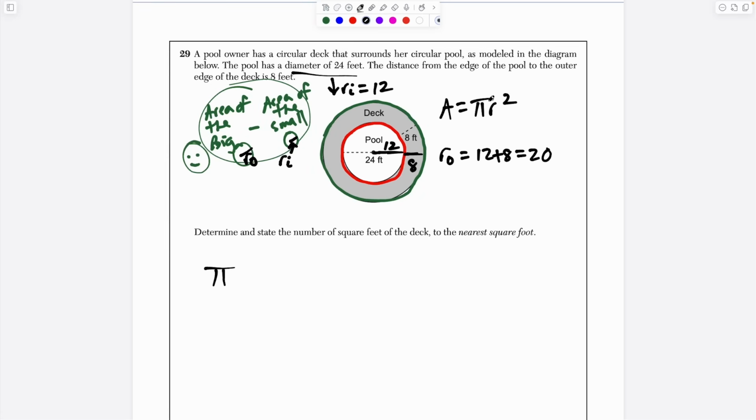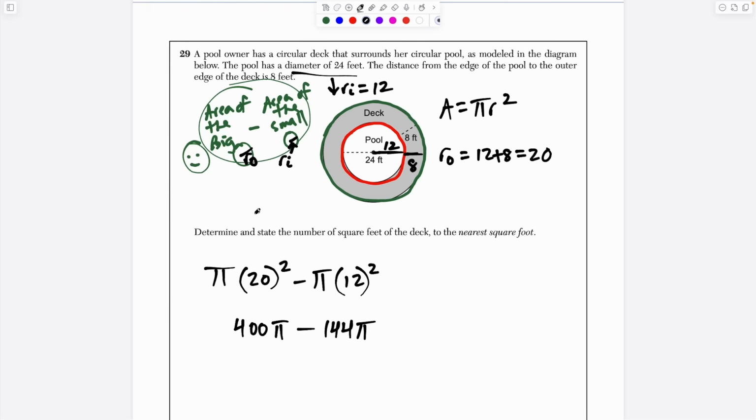So for the area of the big circle, I am doing pi r squared, but I'm going to do pi times the outer radius is 20, and this is what we're squaring. See, the big radius here is 20, and then we have minus the area of the small circle. We're just doing pi times the inner radius is 12, and this is being squared. So now 20 times 20 is 400, so I have 400 pi, and then minus 12 times 12 is 144, and we just put the pi at the end.